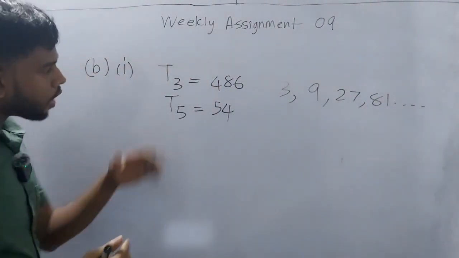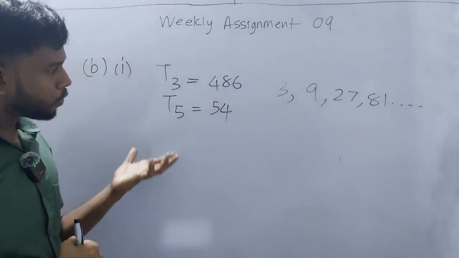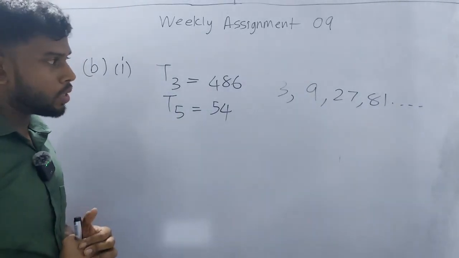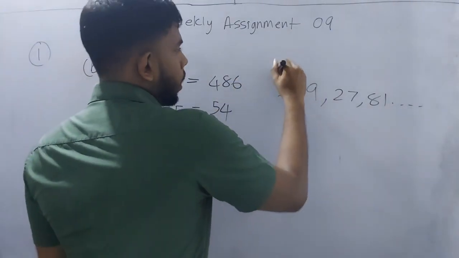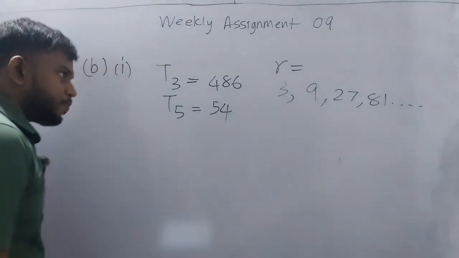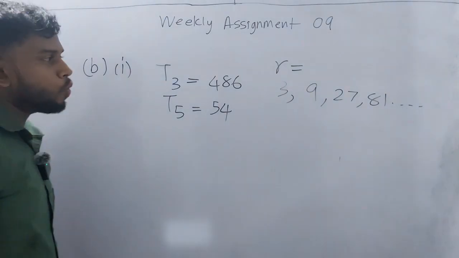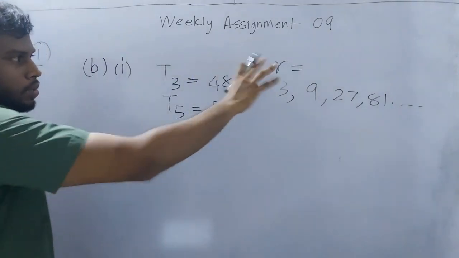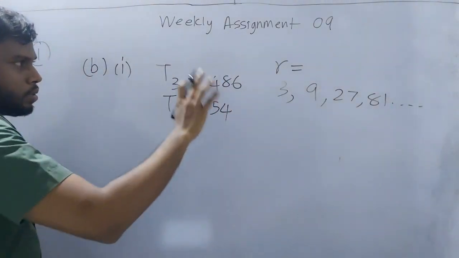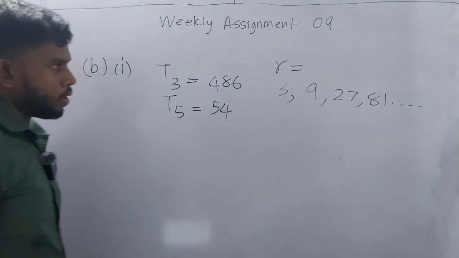So here they have given you the third term and the fifth term, and you have to show that there are two geometric progressions. In order to do that, you have to show there are two values for the common ratio, or there can be two values for the first term. So either you have to prove there are two common ratios or two first terms.